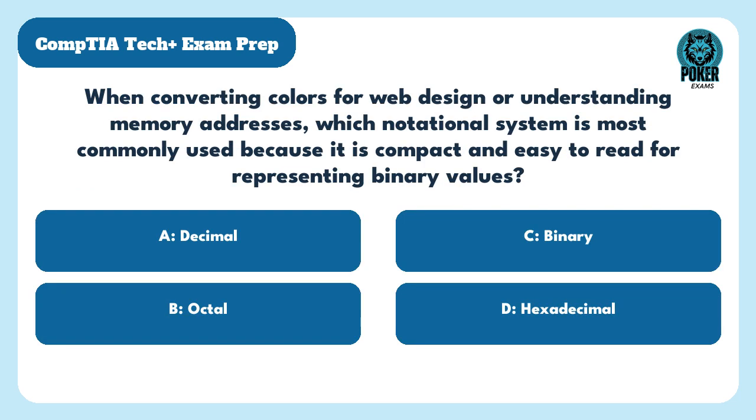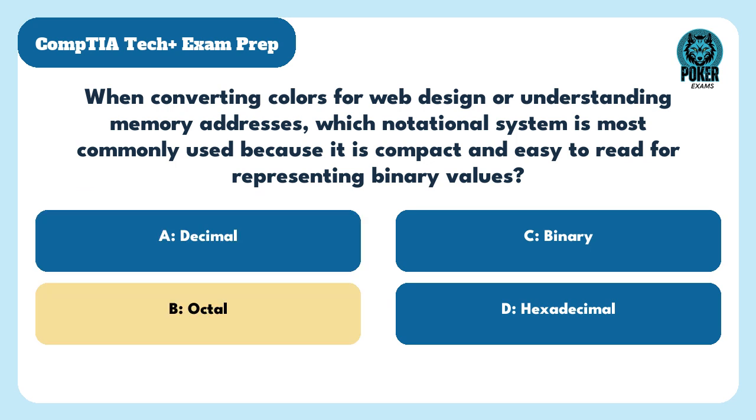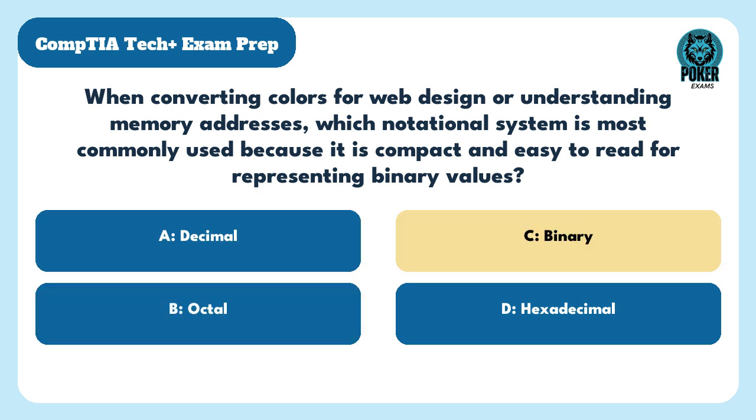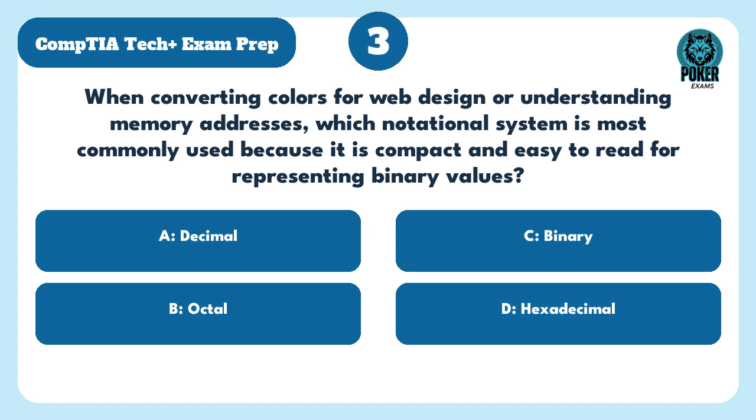Question 2. When converting colors for web design or understanding memory addresses, which notational system is most commonly used because it is compact and easy to read for representing binary values? Is it Option A, decimal? Option B, octal? Option C, binary? Option D, hexadecimal? The correct answer is D.